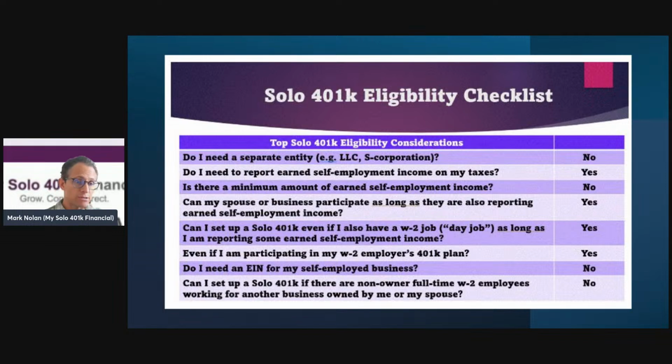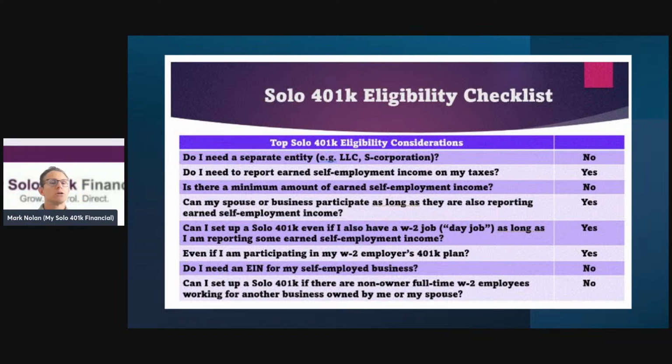We talked about how your spouse can also participate in the plan if he or she is also working in the business. You can also contribute to a solo 401k plan while also contributing to your daytime employer 401k. Of course, in order to contribute to a solo 401k plan, you have to be self-employed. Contributions would be based on your net self-employment income, not your daytime job income.